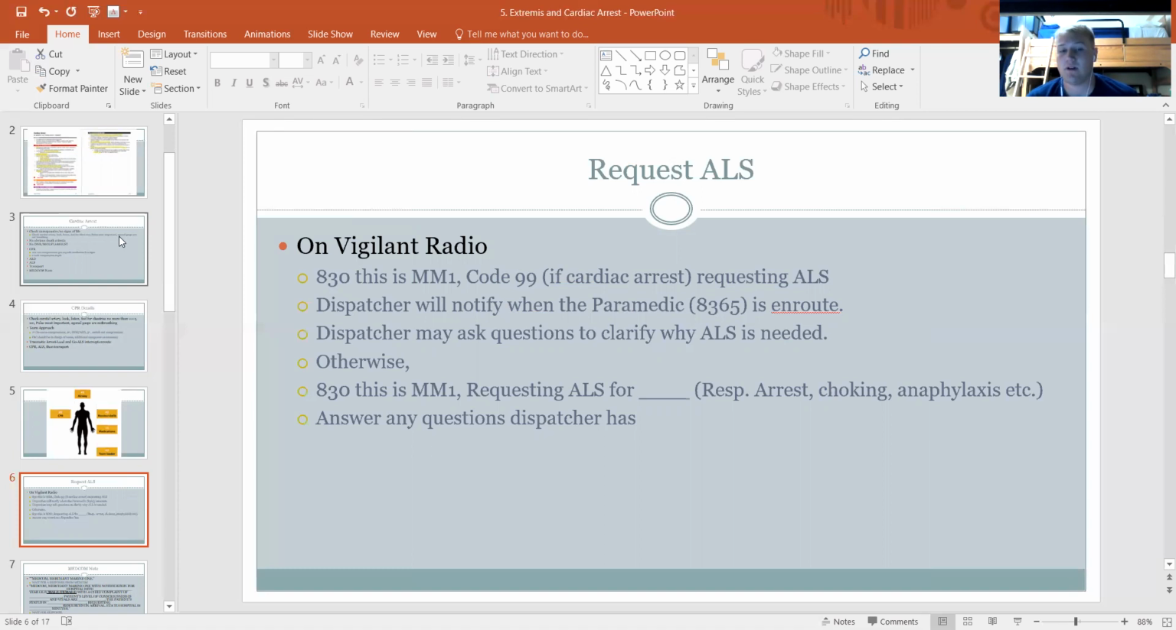The dispatcher will then notify you when the paramedic, which is 8365 for the paid paramedic, is en route. They may ask additional questions to provide information to the paramedic or to clarify why ALS is needed. If it's not a cardiac arrest, you could call 830, this is MM1, wait for the response, then request ALS for whatever reason you're requesting it, such as respiratory arrest, choking, or anaphylaxis. In that case, you would then continue to answer any questions the dispatcher has.